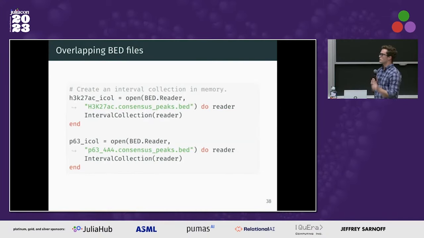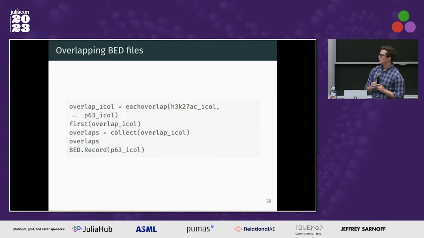And then we're just going to read those in using the BED reader as well. And then that pulls into this interesting type of interval collections. And that's iterable. And so then you can simply call each overlap on these. And that is just a function that works with both of those and overlaps them. And then I just took the first off of it to see what was happening. And then you can just collect all of them and write it to a BED file.